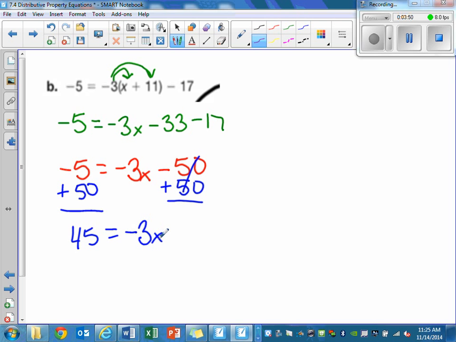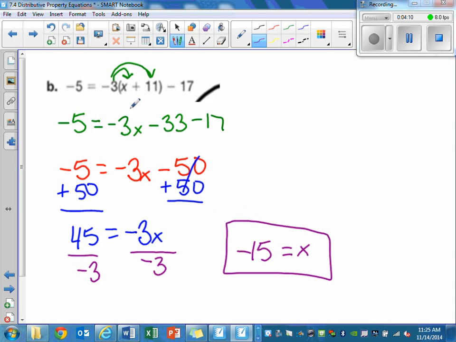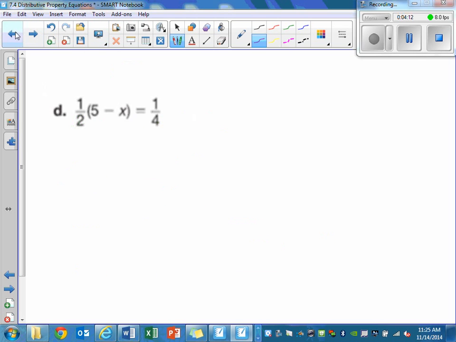Okay, so you're still getting x all by itself by using the opposite operation. This is negative 3 times x, so the opposite would be to divide by negative 3. If I do it on the right, I have to do it on the left to keep myself balanced. So 45 divided by negative 3 is negative 15. x equals negative 15. Okay, let's try example C.